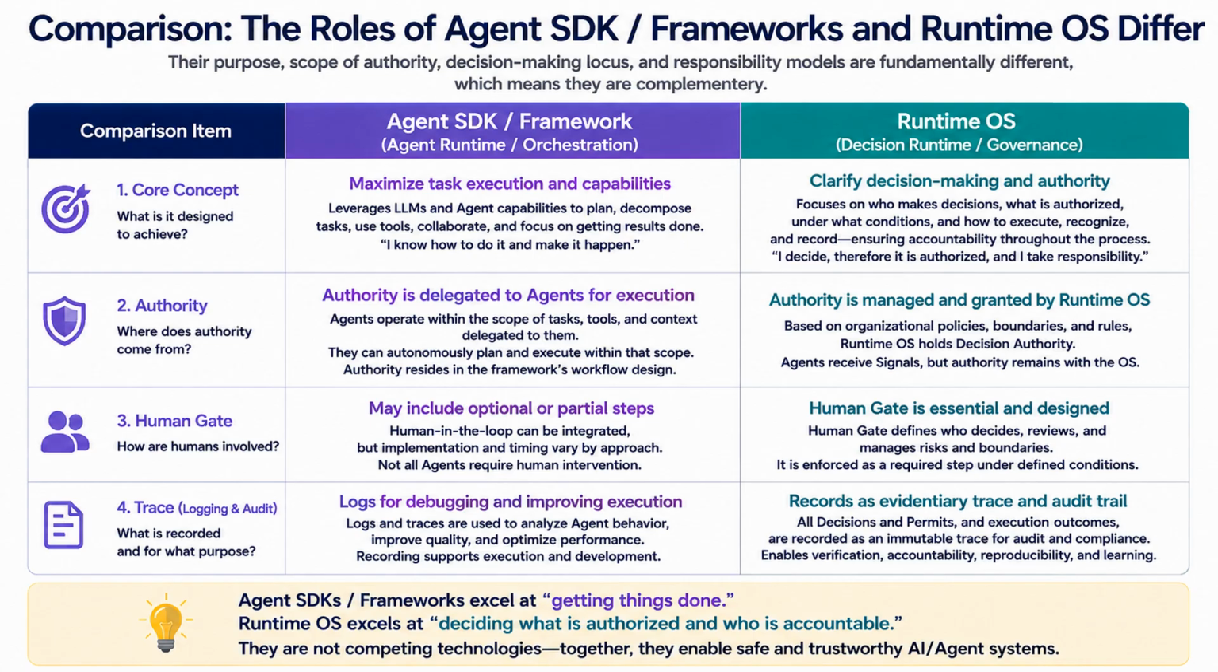So, agent frameworks address the question, how do we make effective use of AI capabilities? Runtime OS addresses a different question. What are those capabilities allowed to be used for? And who is accountable for the resulting decisions and executions? That is why these two approaches are not competitors. They are complementary. So, what does an actual system architecture look like when we bring these two complementary layers together?